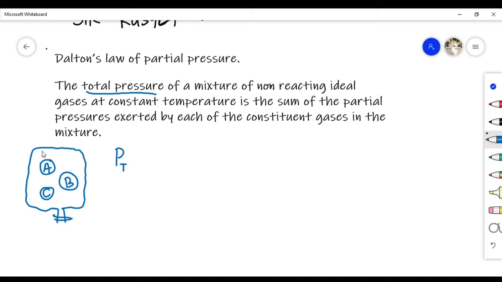So in this vessel here, kita ada 3 jenis gas. So partial pressure bagi gas A tambah dengan partial pressure of gas B plus with the partial pressure of gas C. So the sum of all the partial pressure of each component or the gases in the vessel is equal to the P total. So ini yang dikatakan oleh Dalton. Alright.